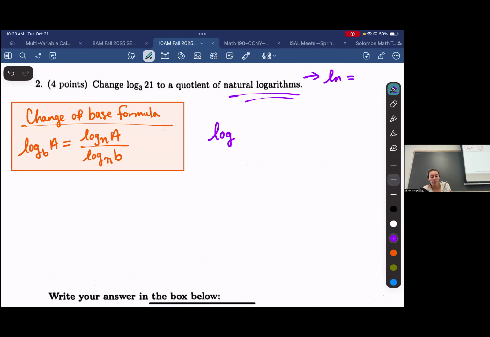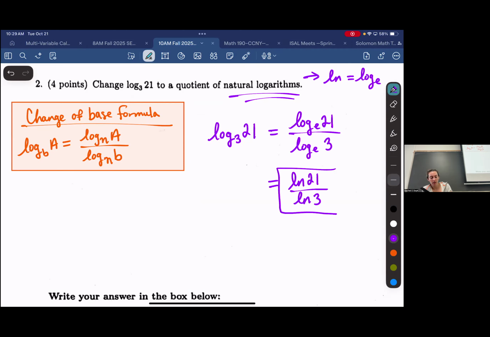Which is our whole ln, which is what? Log base, natural log is e. Yeah. So log base 3 of 21 is the same as just log base e of 21 divided by log base e of 3. But we know log base e is just ln, so we can rewrite this as just ln of 21 divided by ln of 3. And we're done.